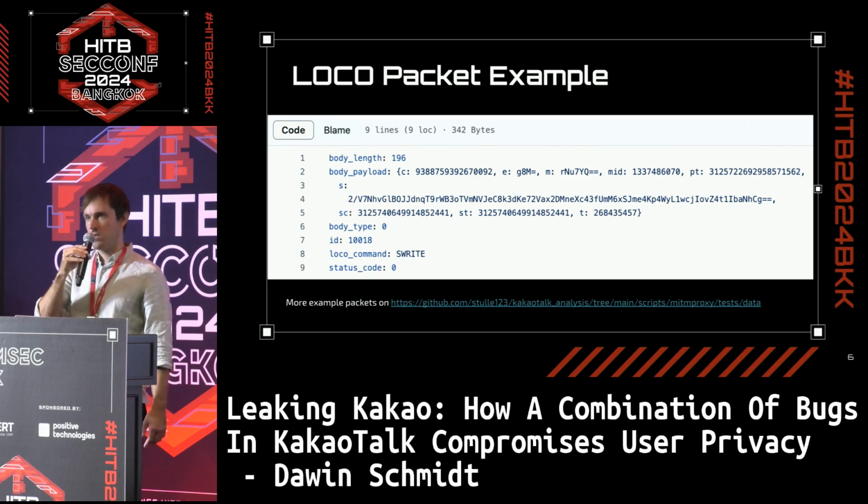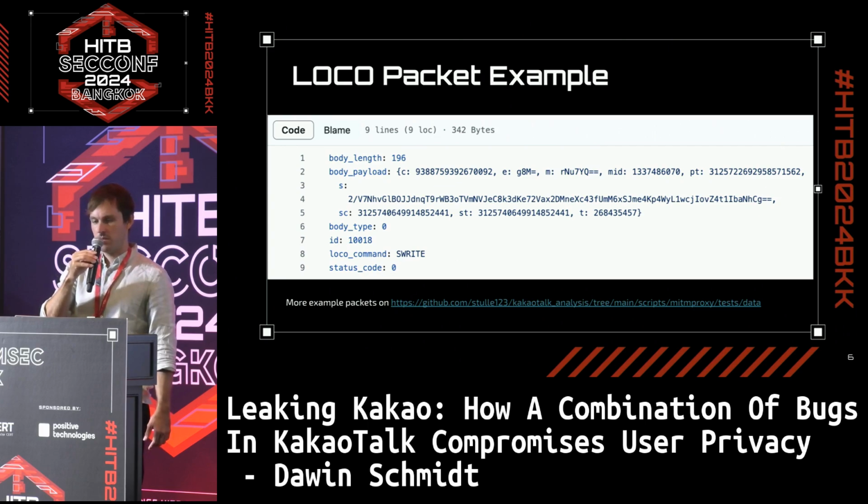That's an example of one of the packets. You see in line 8 this LOCO command. That's how the protocol basically works. You have a specific command that is tied to each action. And in this screenshot, you see this SWrite name. That means that an end-to-end encrypted message is sent here. You see in line number 2 the body payload, and there are some base64 encoded strings. Those are basically the messages. And then you have some simple header fields and stuff like that. So it's pretty much straightforward.